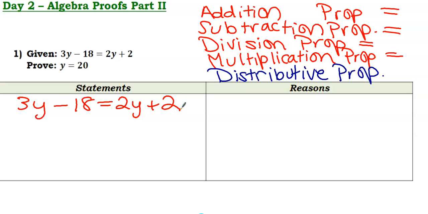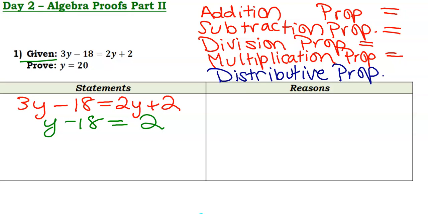Okay, so first we have the given. They gave us this, so we write down the given first. Then we have to think, okay, I want to move the 2y over, so how do I want to move the 2y? So what is the opposite of adding? Well, it's going to be subtracting. 3 minus 2y is y minus 18 equals 2.